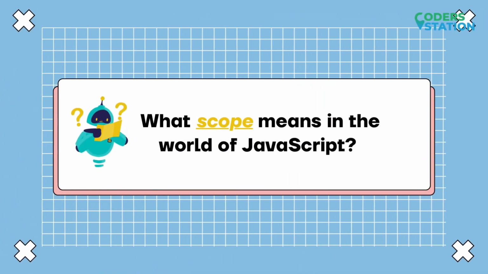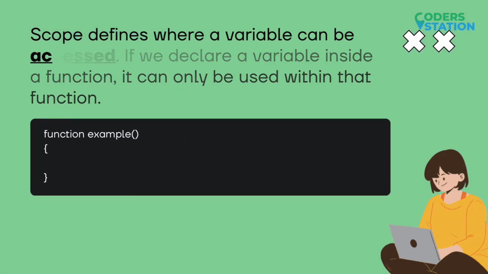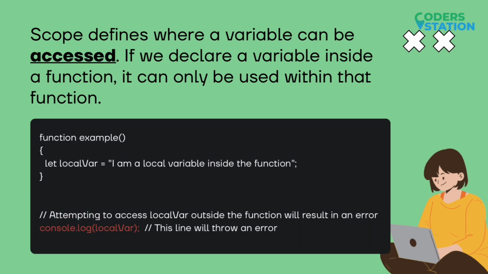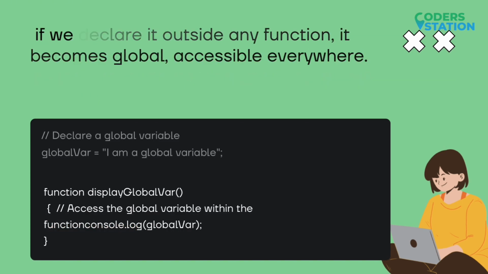Now let's talk about a special concept called scope. Sarah, can you explain what scope means in the world of JavaScript? Scope defines where a variable can be accessed. If we declare a variable inside a function, it can only be used within that function. Exactly. And if we declare it outside any function, it becomes global, accessible everywhere.